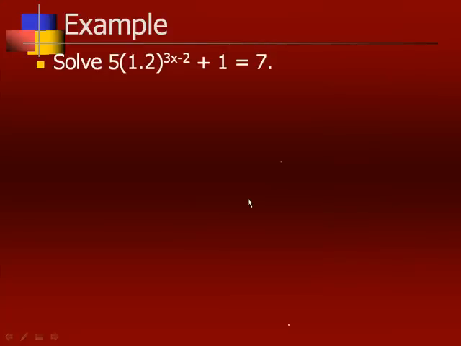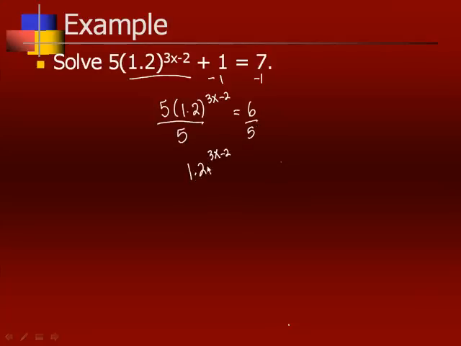5 times 1.2 to the 3x minus 2 plus 1 equals 7. What might be easier is if we solve and get just the exponential part on one side. So if we do minus 1, we get 5 times 1.2 to the 3x minus 2 equals 6. If we go ahead and divide both sides by 5, we get 1.2 to the 3x minus 2 is equal to 6 over 5. Now at this point, we can take the log of both sides.